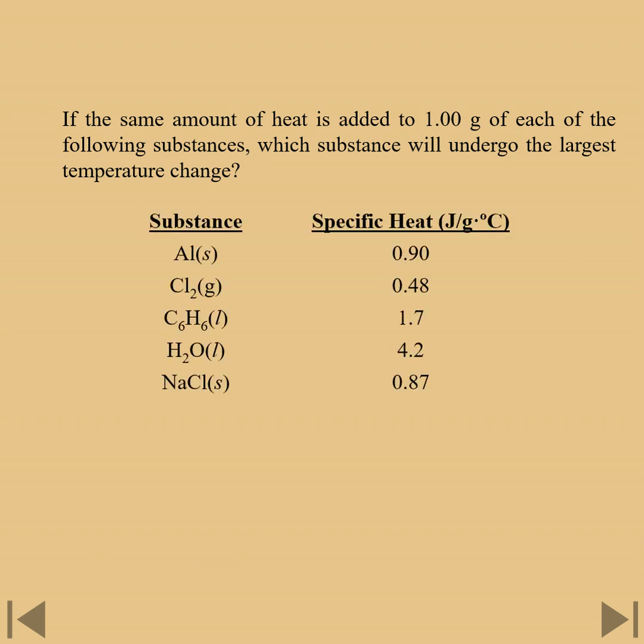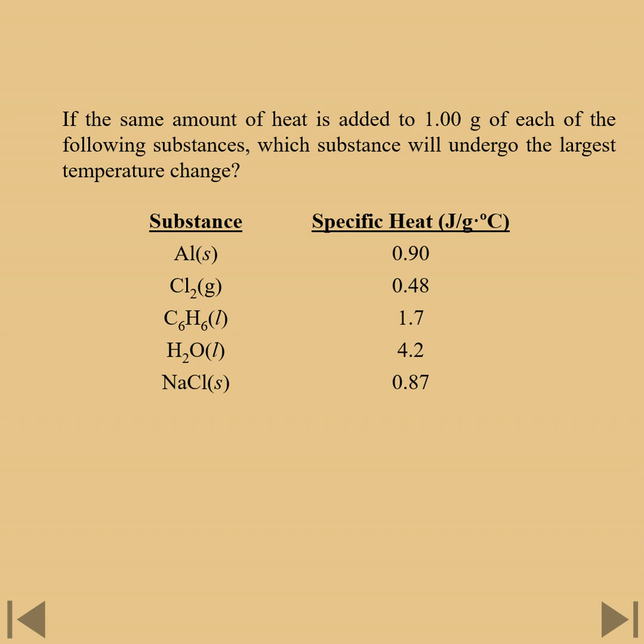Okay, if the same amount of heat is added to 1 gram of each of the following substances, which substance will undergo the largest temperature change? Now, obviously we can go ahead and actually calculate the temperature change for each of these, or we can use a little bit of logic.